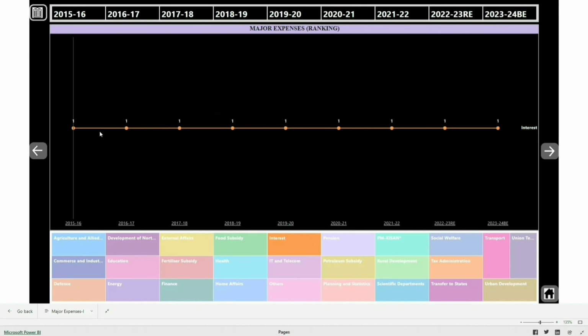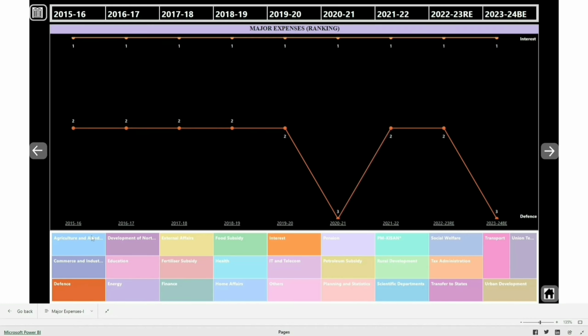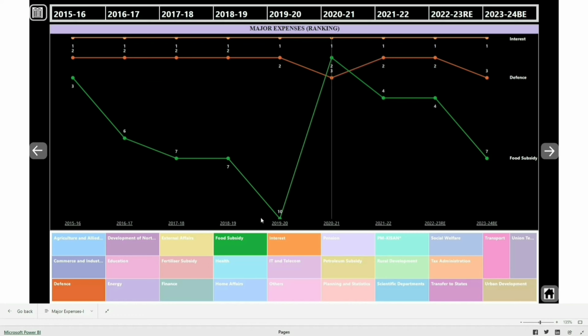And here we'll see that interest has always been the major expense for the government. The main reason behind it happens to be the borrowings of the government. So here you can see defense has almost always been the second highest expense category for the government. But recently what happened was food subsidy here, right? Food subsidy became the second highest expense during the year 2021. Again, it was because of COVID.